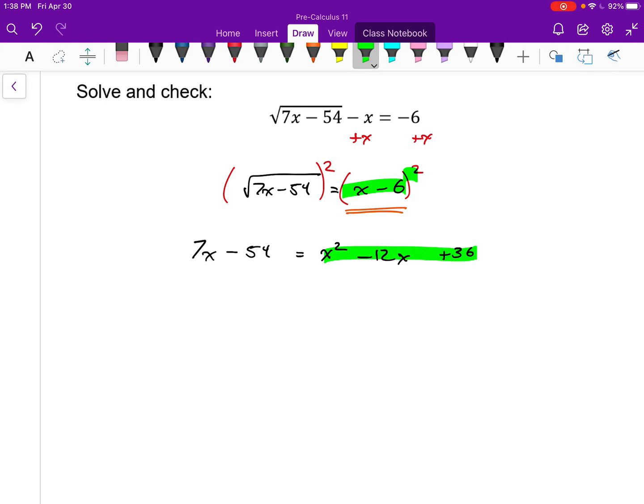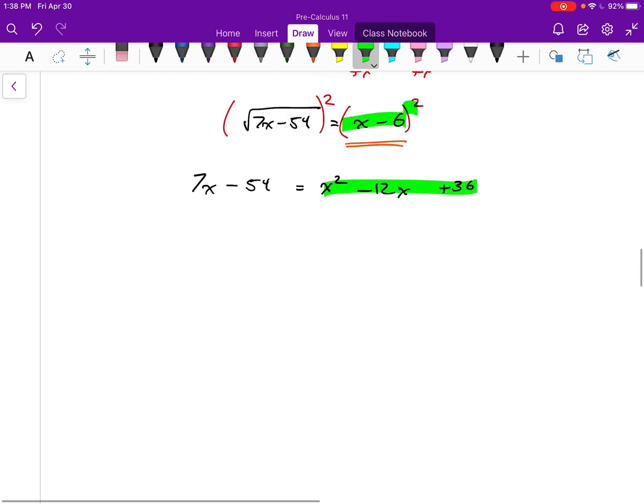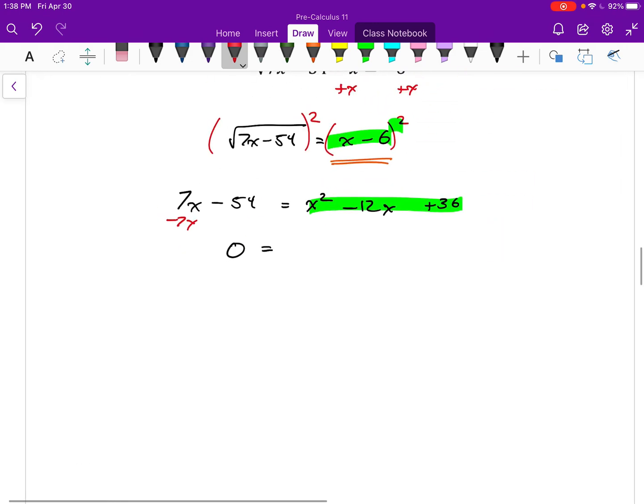Okay, and then like before, I have the makings of a quadratic equation. I want to make everything equal to 0, so I'll bring everything to the right-hand side, since my x squared already is positive. So in doing that, I'm subtracting 7x from both sides, and I'm adding 54 to both sides. So if I do that, I get 0 equals x squared minus 19x plus 90.